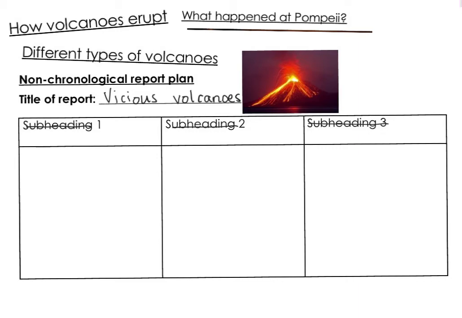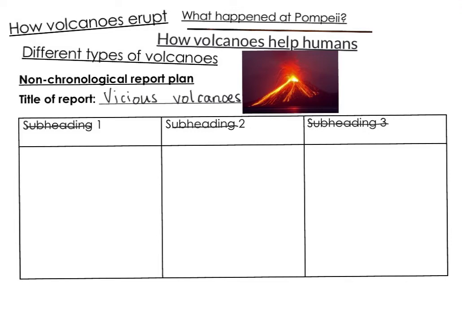So for example, today's reading lesson was on fertile soil around volcanoes. So you might want to put the subheading how volcanoes help humans. That might make your reader think, oh, I didn't know that volcanoes helped humans. I only thought they killed them. So that might be a really good one to do.